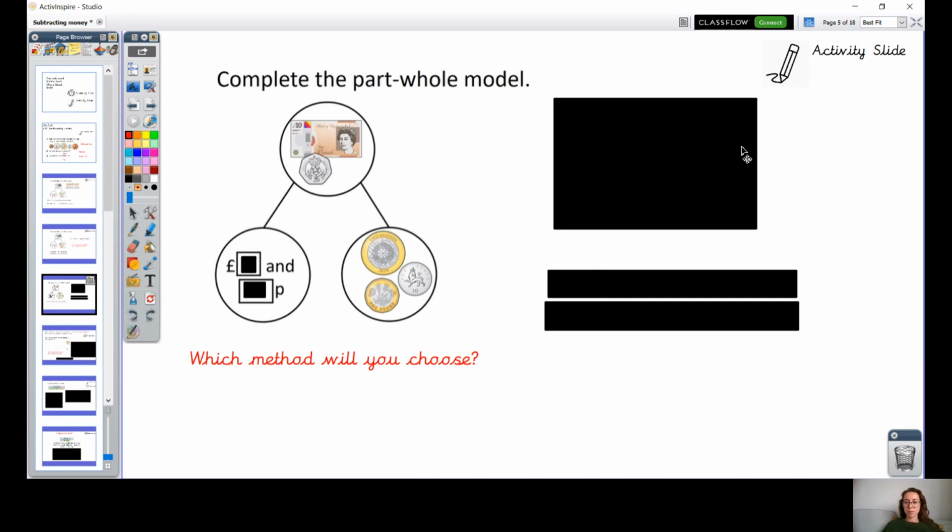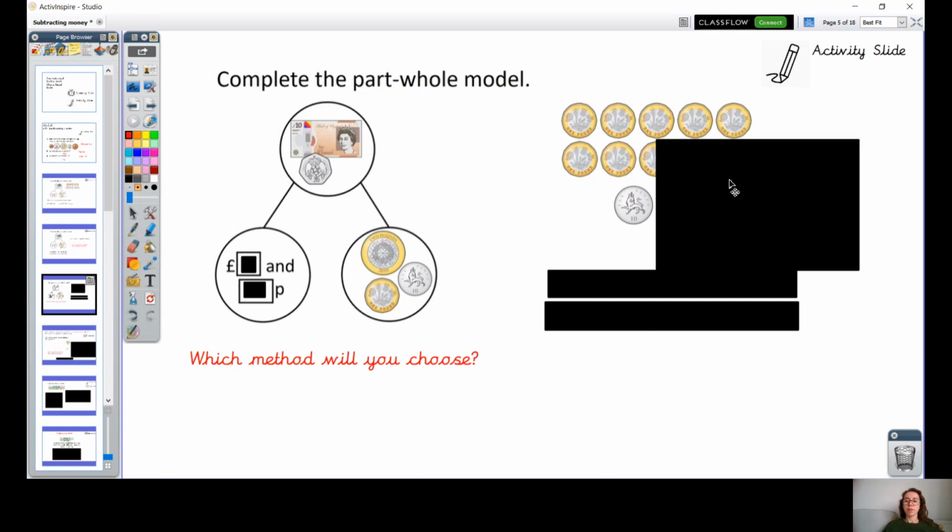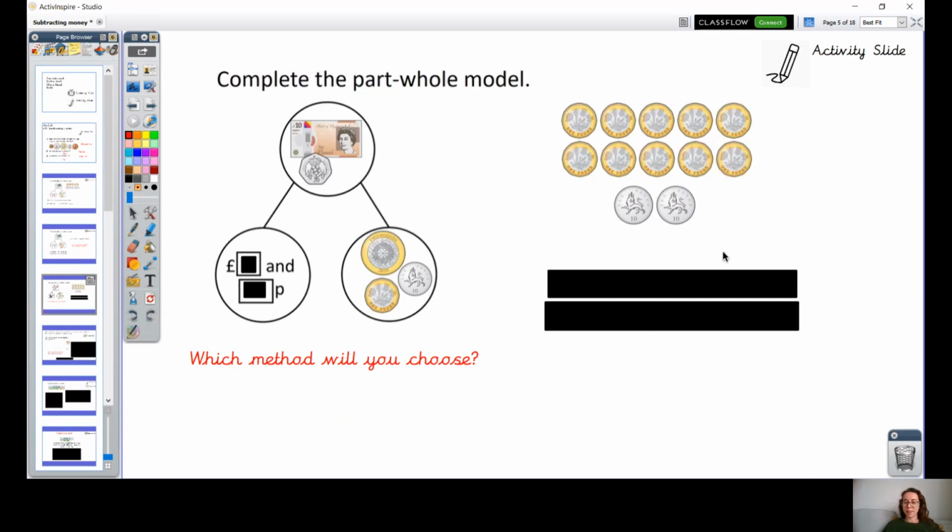Okay, well done. So if you chose the first method, I would have converted my £10 note into 10 £1 coins. And I would have converted my 20p coin into 10p's, because here I need to take away a 10p. So that makes it really easy for me.